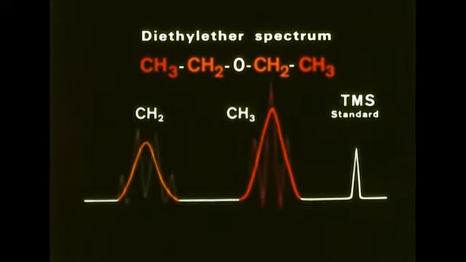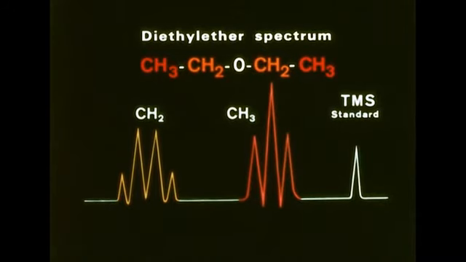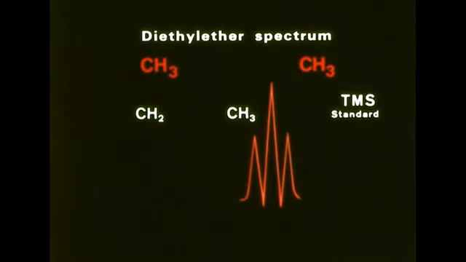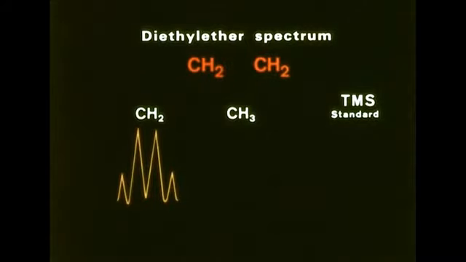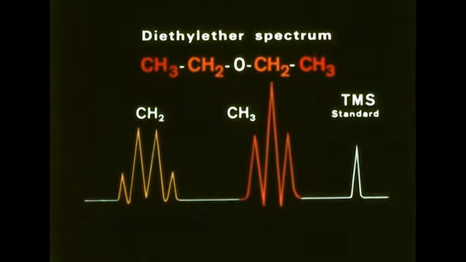Returning to our example of diethyl ether and looking at the spectrum under higher resolution, we see that the methyl protons actually appear as 3 lines, called a triplet, and the methylene protons as 4 lines, called a quartet. The reason is that each group of protons is split by the neighboring protons.